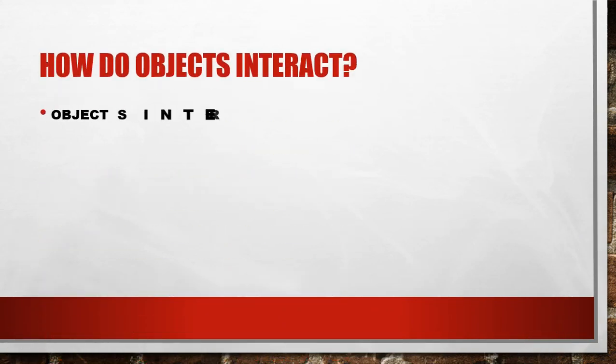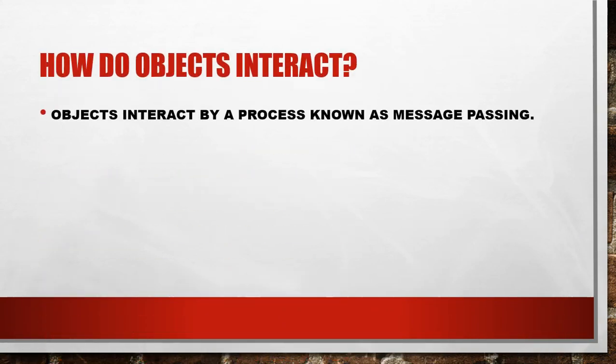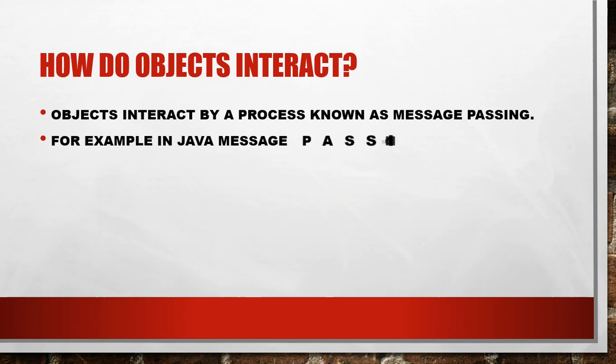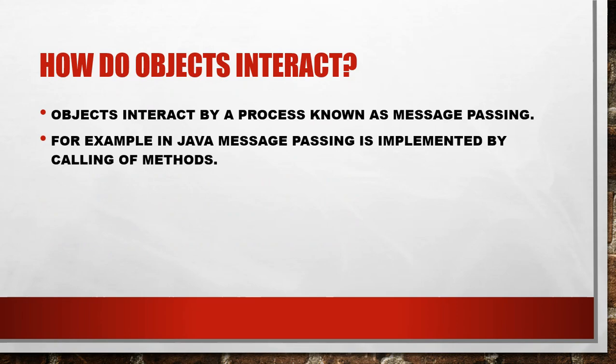One last thing. In the definition of object you learnt that objects interact with each other. So, now you may ask, how do objects interact? To answer that, objects interact by a process known as message passing. For example, in Java, message passing is implemented by calling of methods.